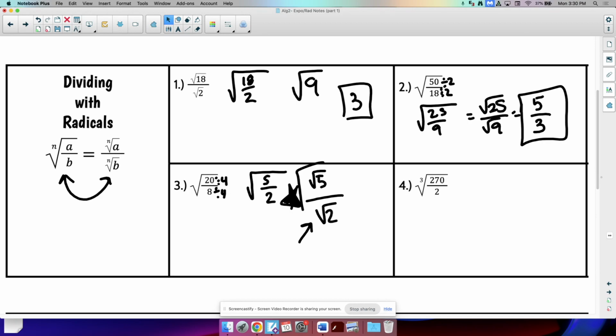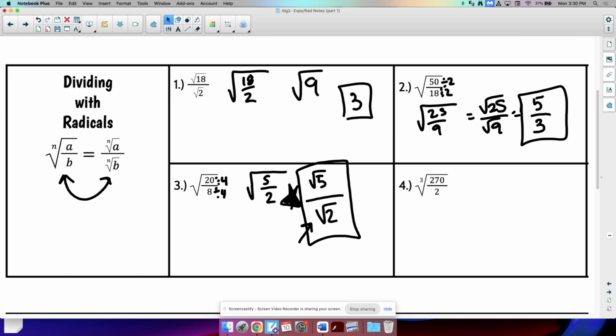So this process right here is the process we are going to be looking at today. We don't want to have a radical in the bottom, so that is called rationalizing. So just kind of keep that in mind. This is not considered simplified. We're going to come back to this one, but we're getting at how do you divide.